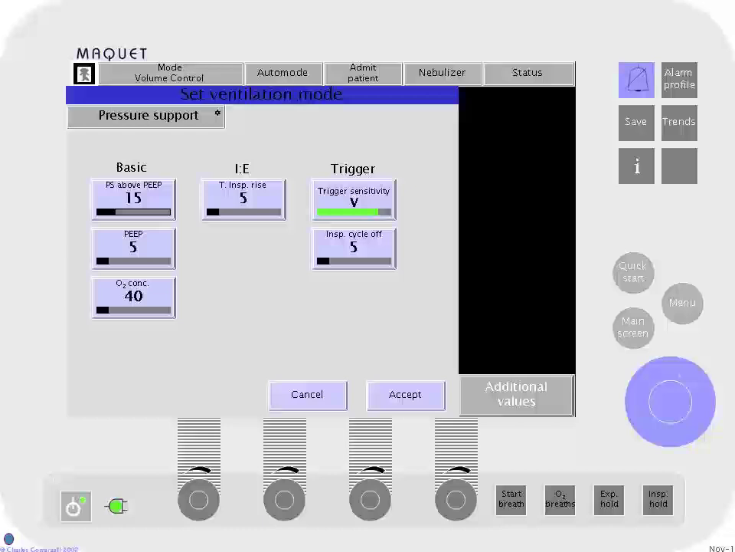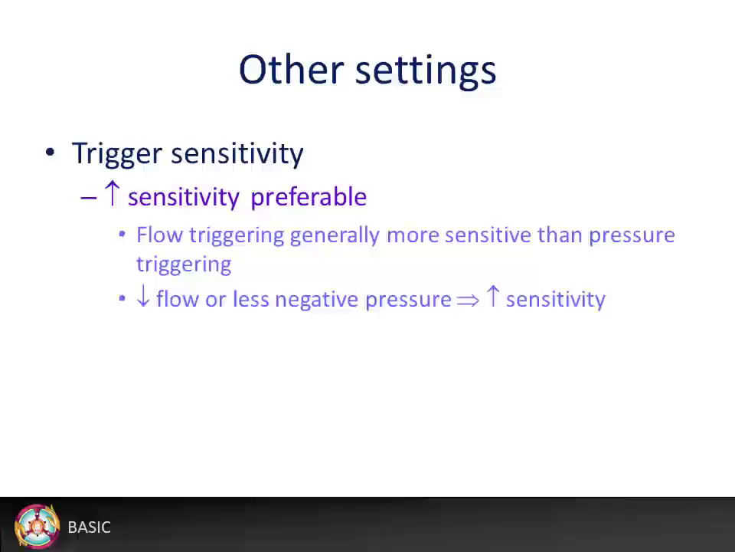Oxygenation has also improved, so the FiO2 can be further reduced. The PEEP is relatively low and can be left at 5. We want the patient to be able to trigger the ventilator easily, so it is set to flow triggering. The trigger sensitivity determines how easy it is for the patient to trigger the ventilator to deliver a breath.